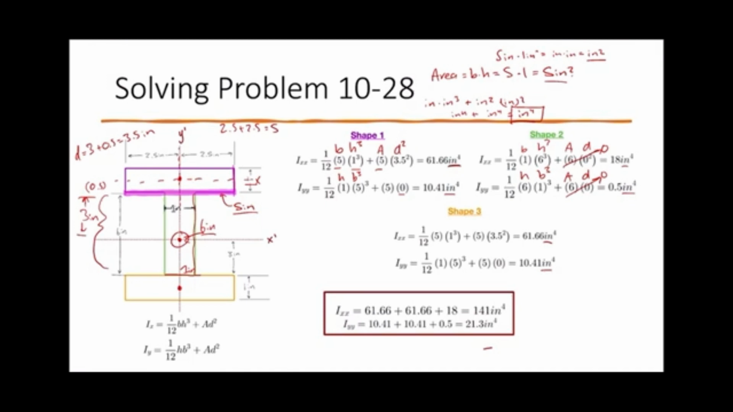So we're going to take the 61 plus 61 plus 18. Remember, these are all in inches to the 4th. My apologies. So we have the 61 to 18, perfect. And that's going to give us 141 inches to the 4th for our x moment of inertia. And for our y, we're going to have 10.41 plus 10.41 plus 0.5 inches to the 4th.